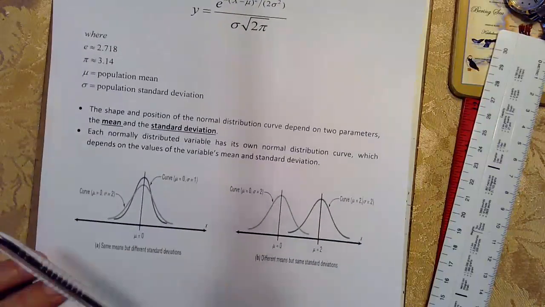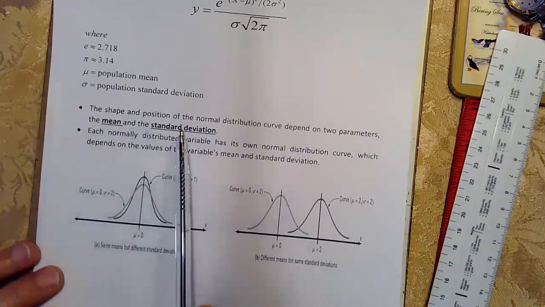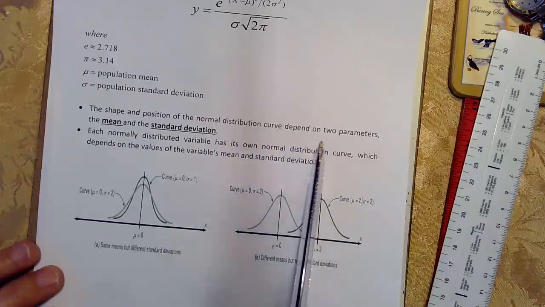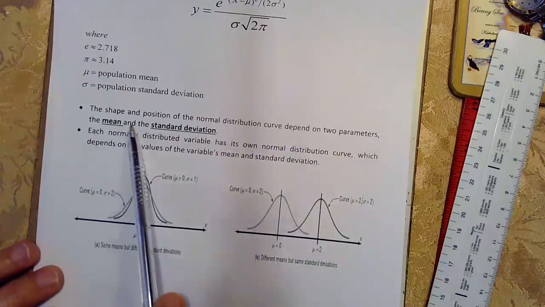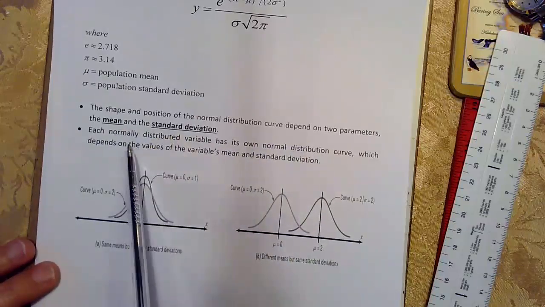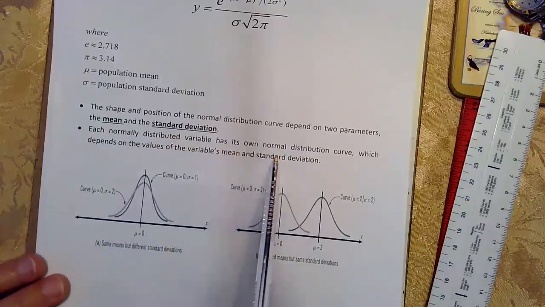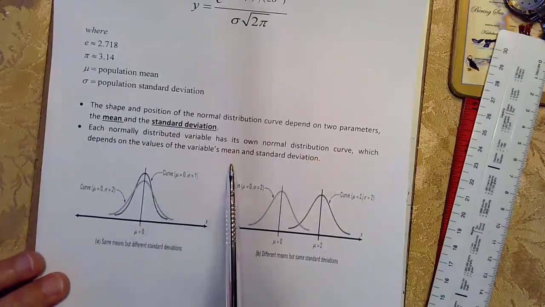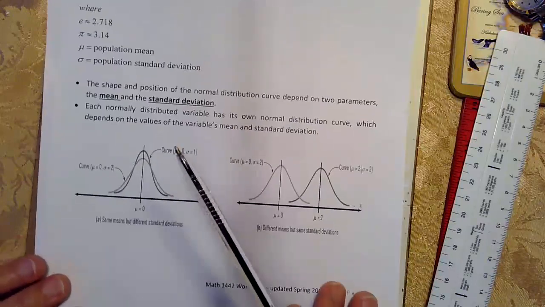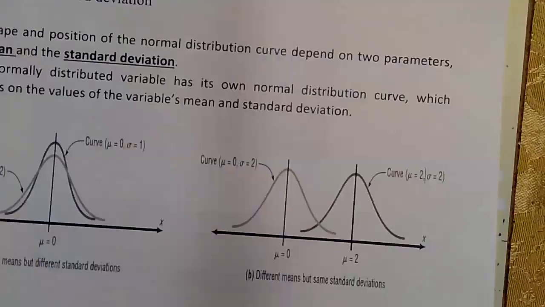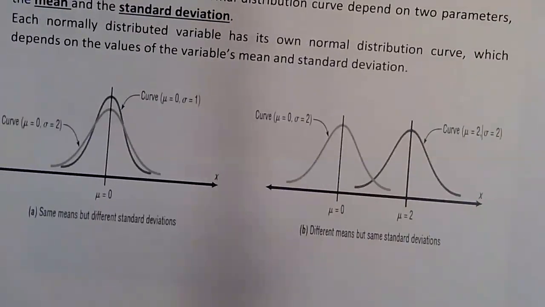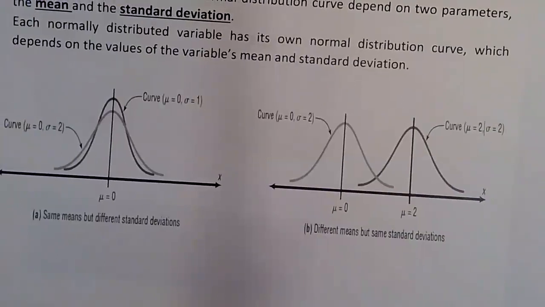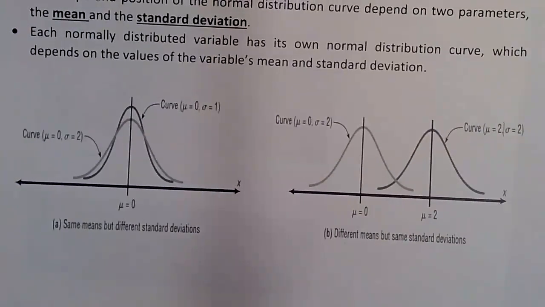Okay. So the shape and position of the normal distribution curve depends on 2 parameters. They're the mean and the standard deviation. Each normally distributed variable has its own normal distribution curve, which depends on the values of the variable's mean and standard deviation. Okay, and so they have some pictures here of that, just so that you look at that.